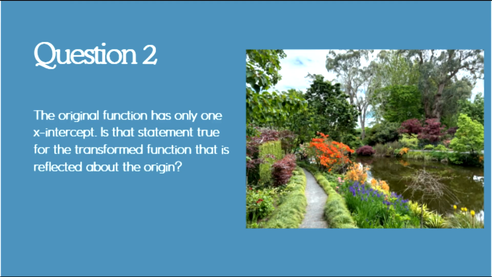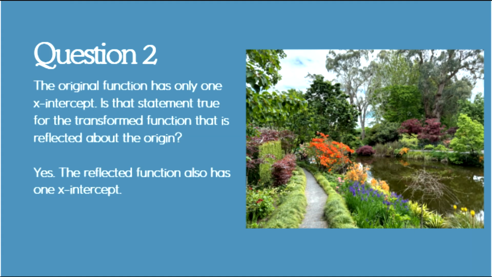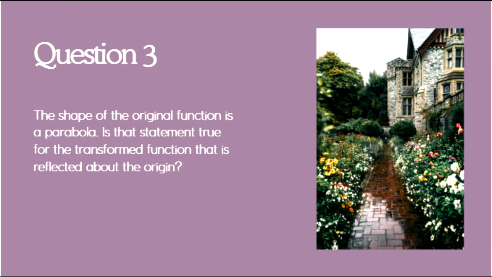Question number 2. The original function has only one x-intercept. Is that statement true for the transformed function that is reflected about the origin? My brain doesn't work this way. Maybe yours does. I couldn't answer this one. But yes, the reflected function also has one x-intercept. And that makes sense because let's say that it's just a straight line. If you reflect it about the origin, it's going to be something like that. So it still has only one x-intercept.